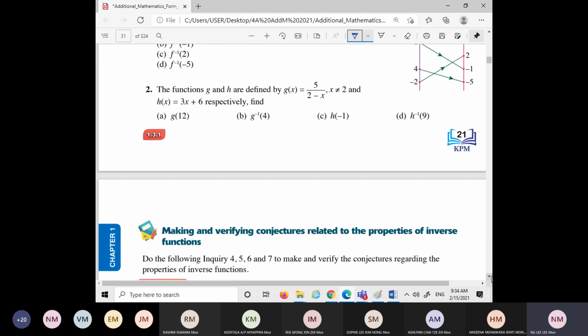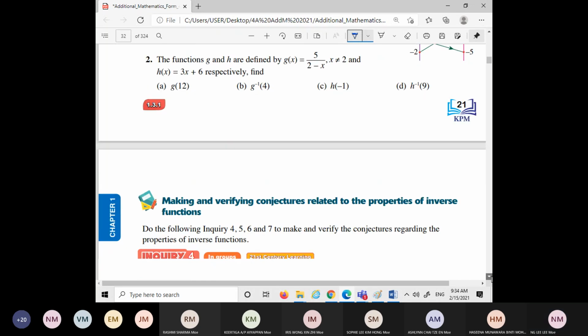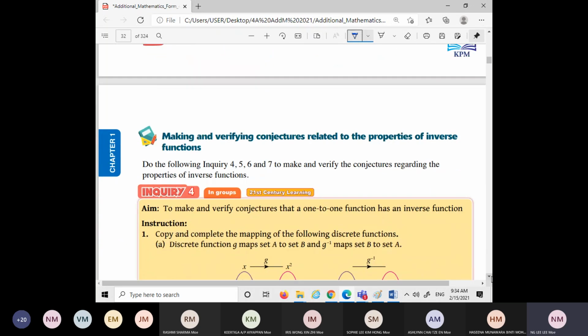Okay, then after this, making and verify conjecture related to the properties of the inverse functions. We have a 1, 2, 3, and then 4. This one is quite long. I go through a little bit first, so then we continue on the Thursday. Okay, so you continue in your notes.